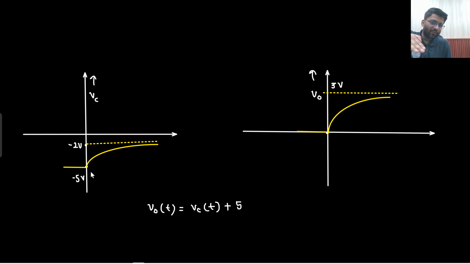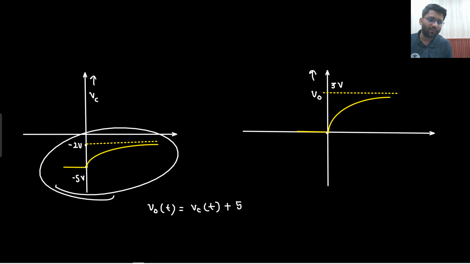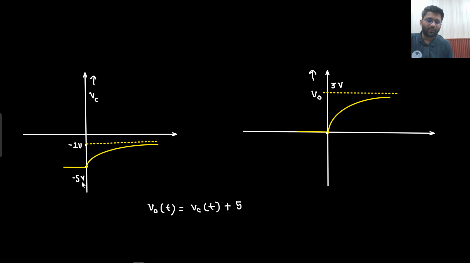If you shift this waveform by 5 volt upward, you will get this waveform only. Because what is minus 5 plus 5? That is 0. What is minus 2 plus 5? That is 3. That's it. So just shift this waveform upward and you will get the answer. Or if you are able to make this waveform, then what you can do?